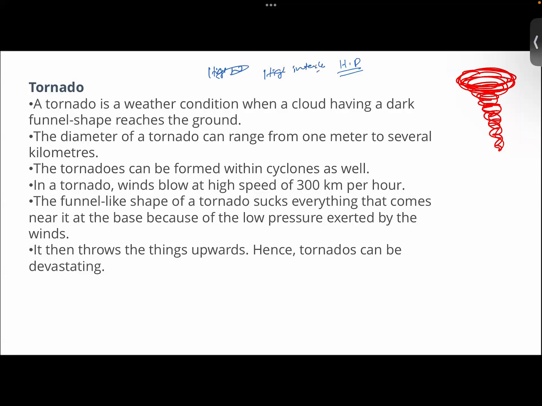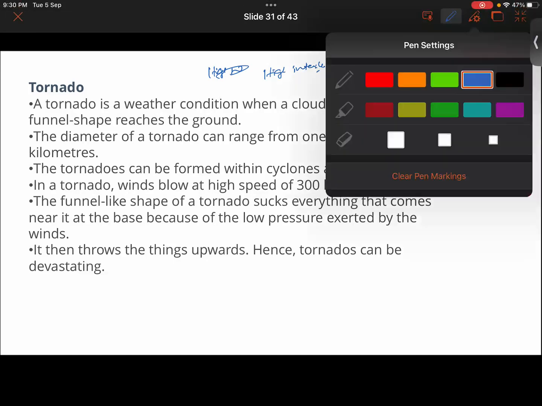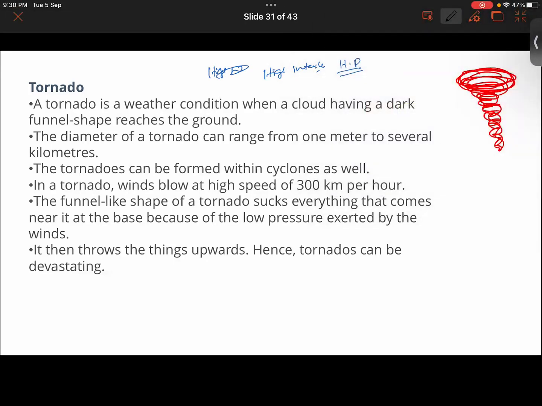Okay. Now talking about its formation, the interesting thing is that tornadoes can be formed within cyclones. There is a cyclone, and within the cyclone, even tornadoes can be formed. Getting it now? So the biggest phenomenon here we are seeing is a cyclone, and within that cyclone there can be tornadoes formed as well. Okay.